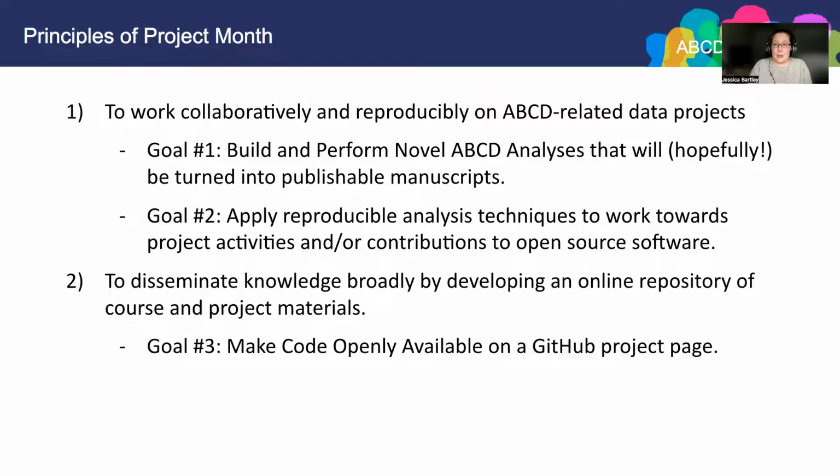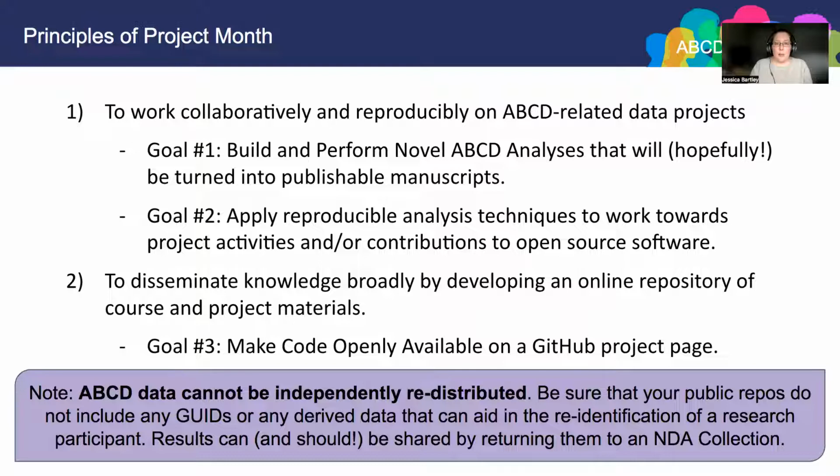Our third goal is that we would love for all software and analysis pipelines developed during Project Month to have code distributed on a GitHub projects page. Each team will have a GitHub repository, hopefully by the end of Project Month, which basically will be a platform on which they can release all their code, scripts, and Jupyter notebooks that they have generated with your activities during these months. Please do note, however, that ABCD data cannot be redistributed. So be sure that your public repos do not include any GUIDs or any derived data that can aid in the re-identification of a research participant from the ABCD study.